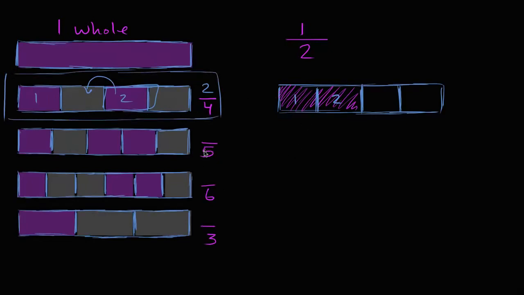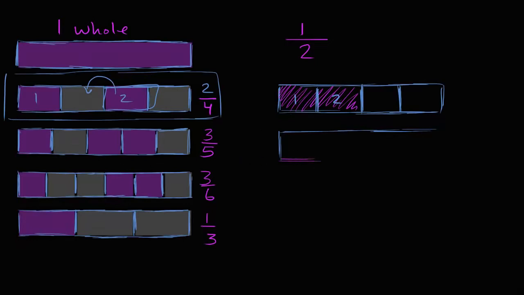Now let's think about fifths. There's 2 ways I could do it. So let me draw fifths. And this right over here is 3/5, and I might as well just write it down. This is 3/5, this is 3/6, and this is 1/3. But let me draw 3/5 right below this.